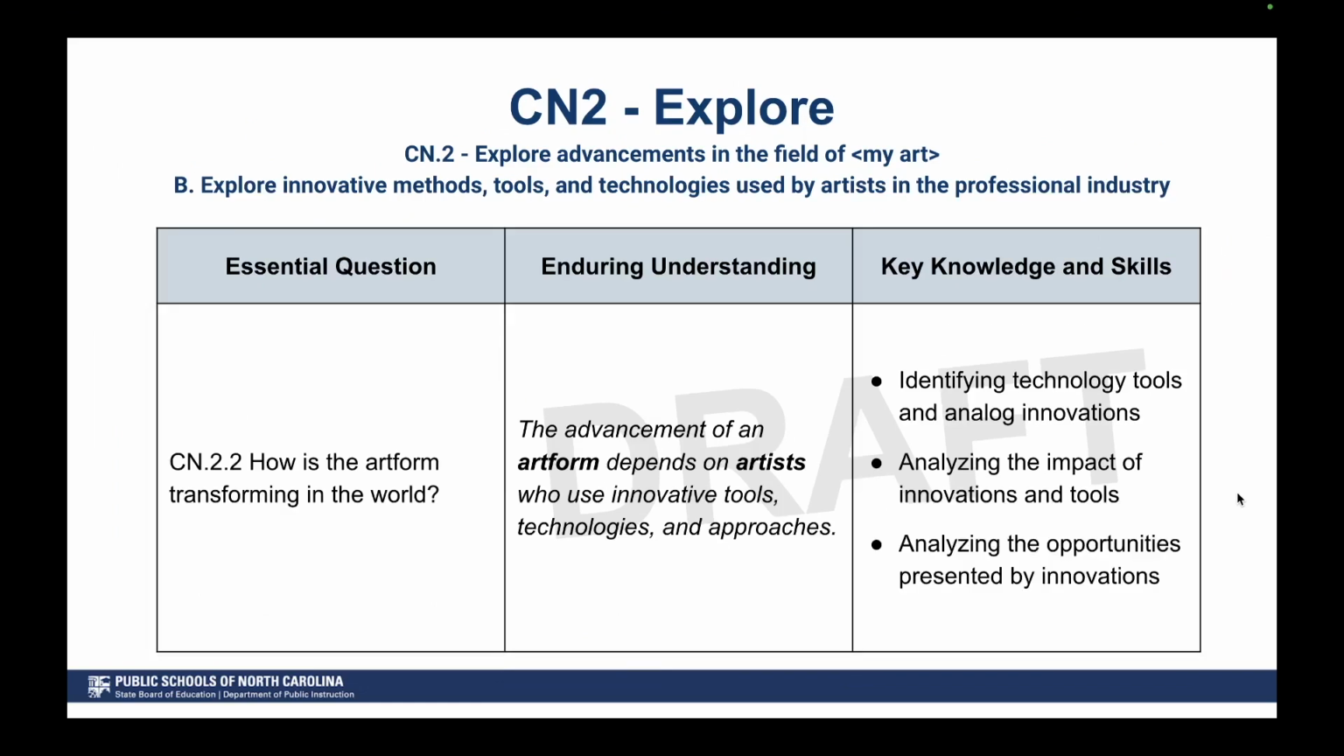In the second strand, we are now looking at the innovative methods, tools, and technologies that are used by artists in the professional industry. And so our enduring understanding is to see how our art has advanced and is dependent on our artists who are using new and applied ways of doing things, and also the technology that has helped to advance our work. And so we're looking at, again, the impact that this has all had, and analyzing the opportunities that have come to us as artists because of the advancements that have been made.